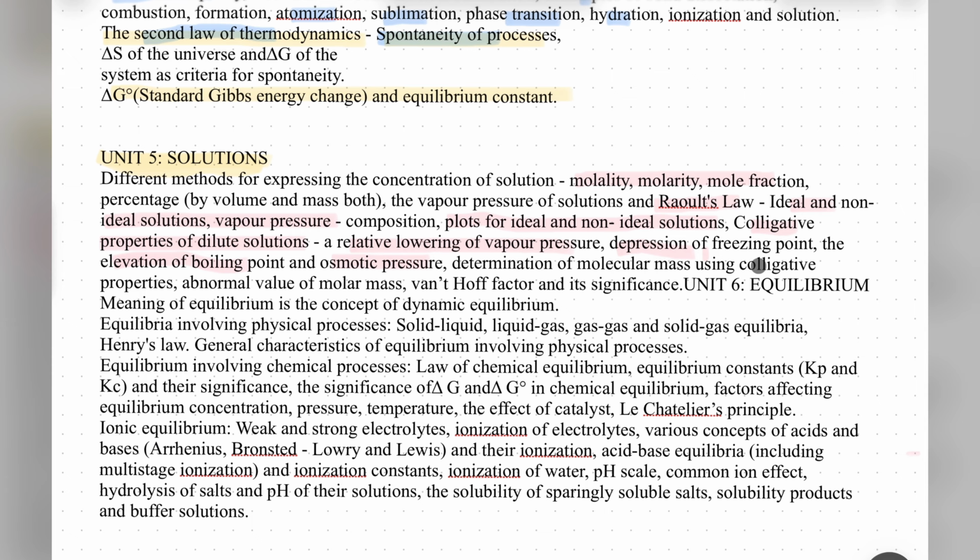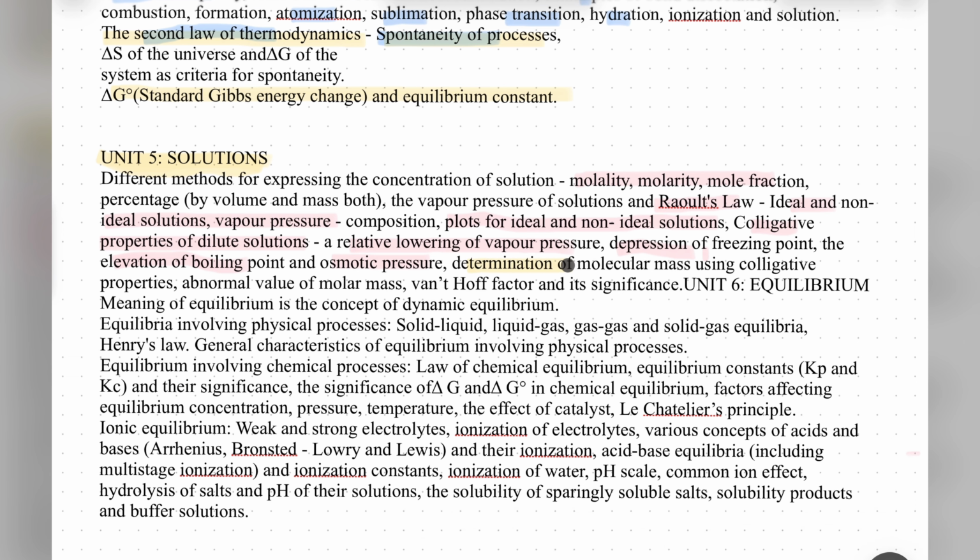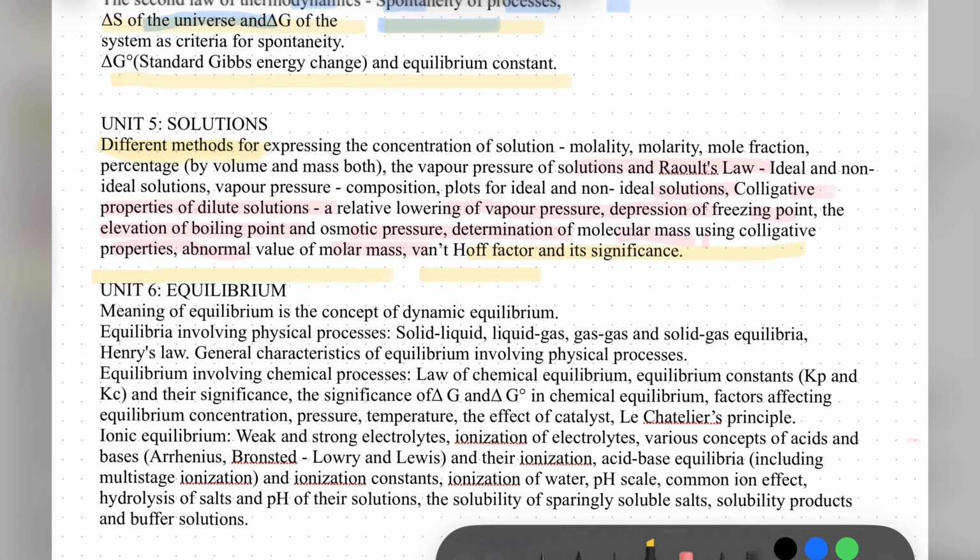Clear? Next one, how to determine the molar mass by using colligative properties. Abnormal molar mass is also given. Check it out here. What is abnormal molar mass? See, that is determination of molar mass by using colligative properties. Right? Abnormal molar mass, that is the van't Hoff factor.